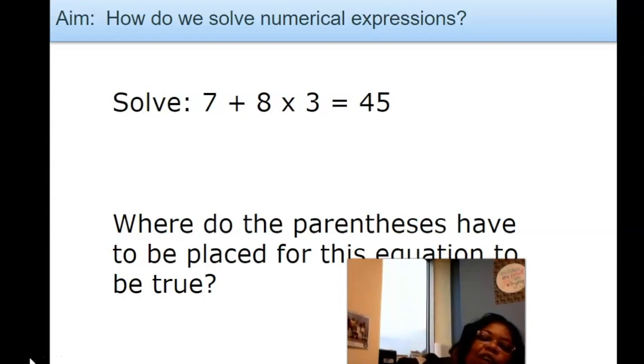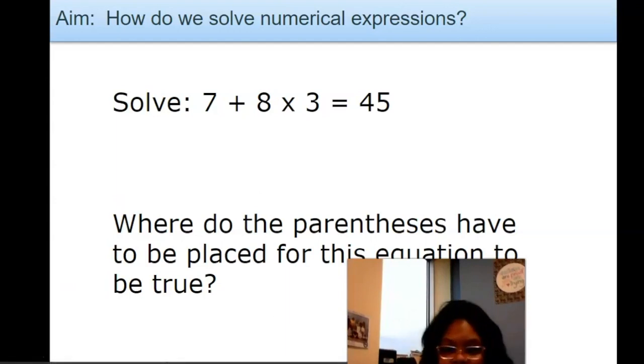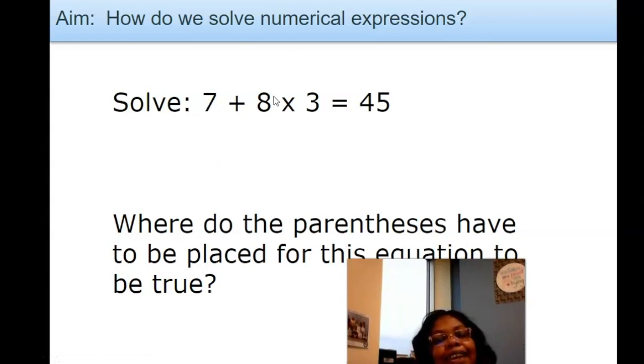So guys, in order for the equation to be true, you had to place your parentheses around 7 plus 8. So 15 times 3 is 45. So if you had placed your parentheses around 8 times 3, you would have worked 8 times 3 first, gotten 24, and 24 plus 7 is 31. So not quite 45.